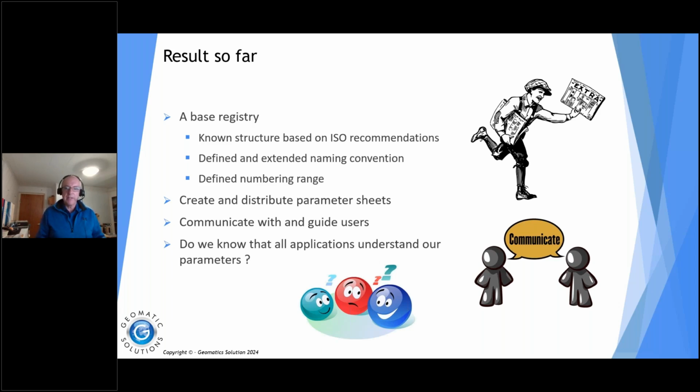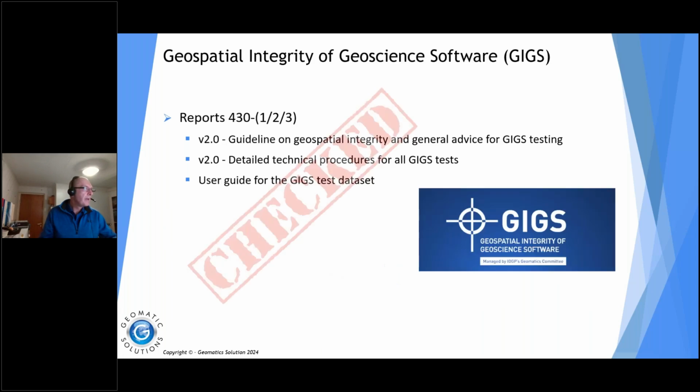The thing that we don't yet understand, however, is how applications deal with this. Do they understand this data now that we have it defined? Do they understand what the parameters are supposed to mean, and do they follow the right algorithms? And we do that with something called GIGS, which stands for Geospatial Integrity of Geoscience Software. I'm seeing that I'm taking far too much time, so I'll speed up a bit.